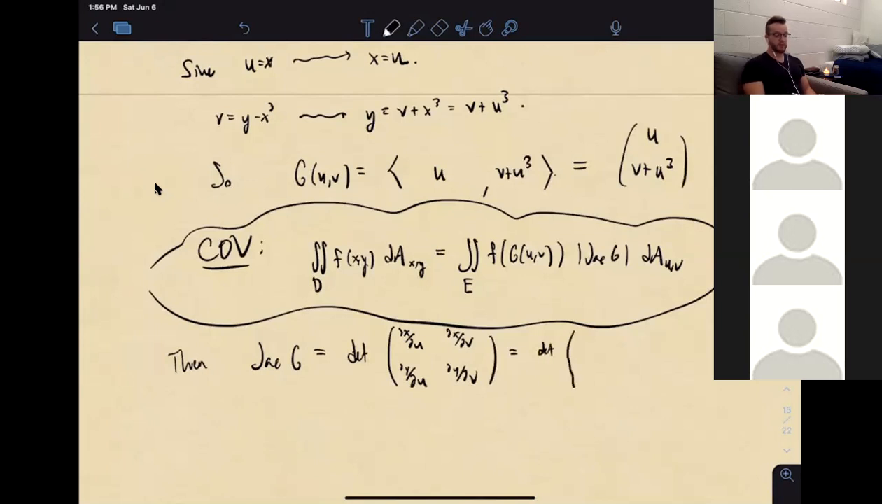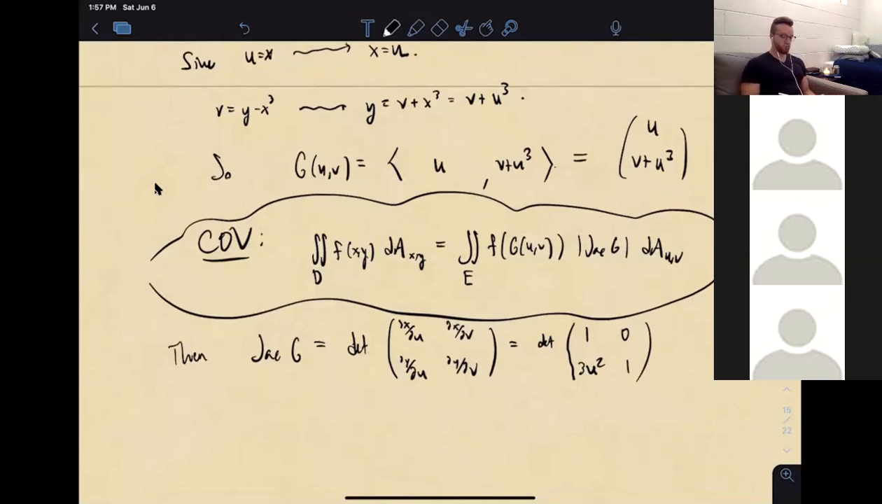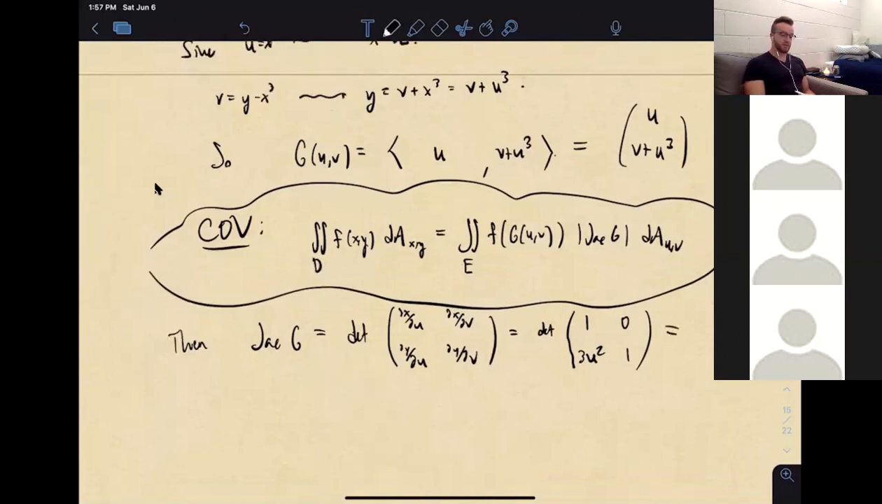So if I do that here, the derivative of x with respect to u is going to be 1. The derivative of x with respect to v is going to be 0. The derivative of y with respect to u is going to be 3u squared. And then the derivative of y with respect to v would be 1. And this determinant is going to be 1 minus 0. So it's actually just 1. That's really nice.